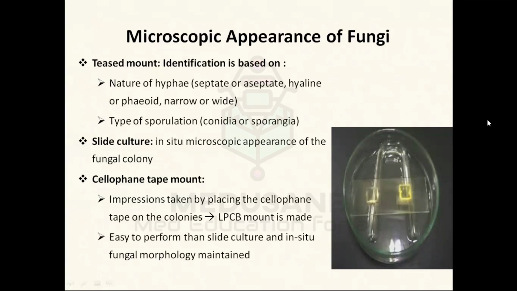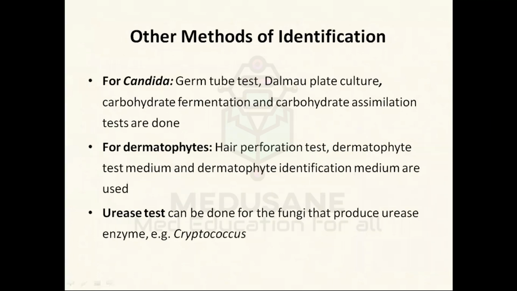And there is a cellophane tape mount also. After taking the cover slip, some of the elements will be present in the agar block. So with the help of cellophane tape, slowly touch the fungal element, reverse the cellophane tape, put a drop of LCB mount over it, put a cover slip and view under the microscope. That is called a cellophane tape mount.